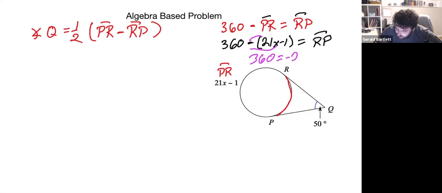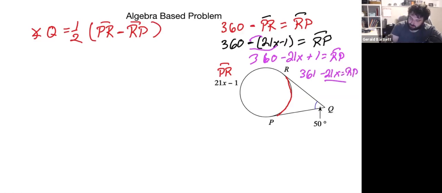360 minus 21x plus 1 is arc RP. So 361 minus 21x is RP. That's going to go into our formula over here in just the same way that this is going to go in here. And last, of course, 50 will go in for that.